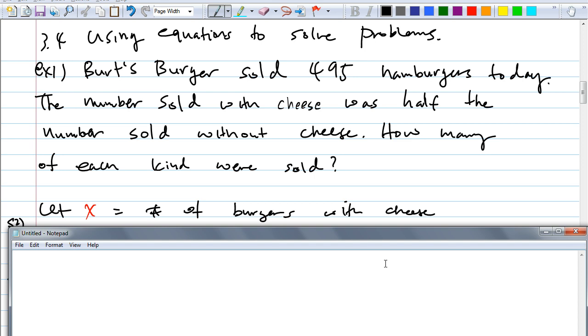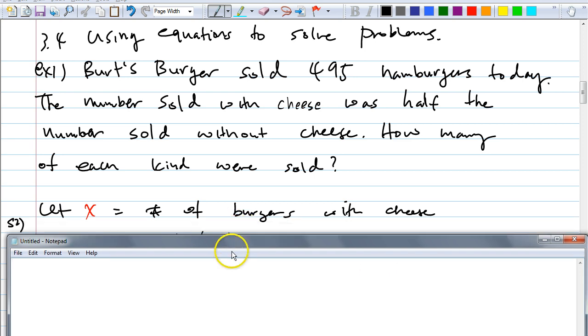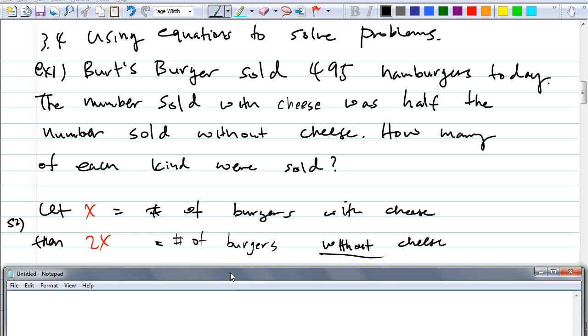Very good. Did anybody put down x over 2? 2x is right. How come it's 2x? Doesn't it say the number sold with cheese was half of the number sold without cheese? So shouldn't we be dividing this or something? Why would you write 2x? Okay, very good. Some of you see it. Tajwar, what do you think? Because it's half the number sold without cheese, but we're doing it the other way, so it's 2.